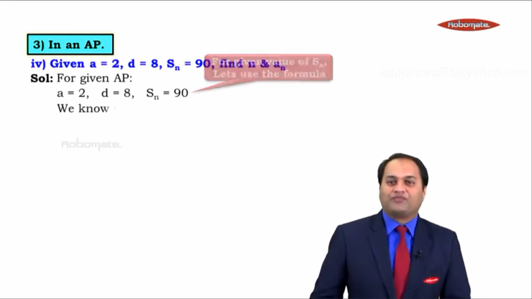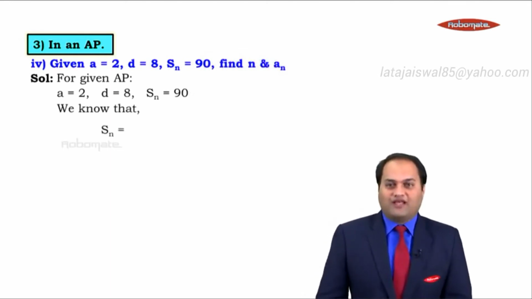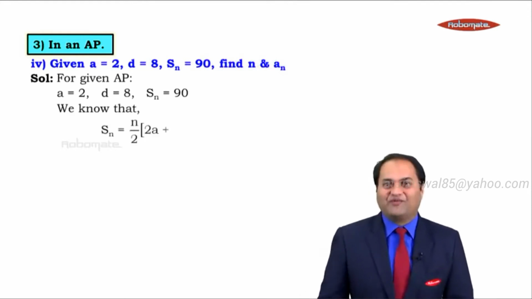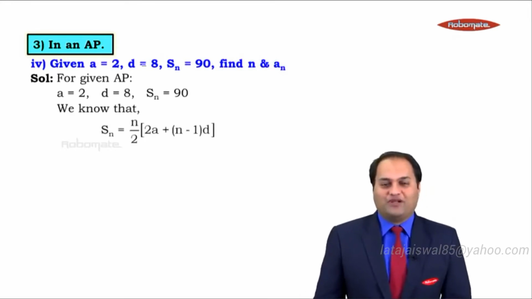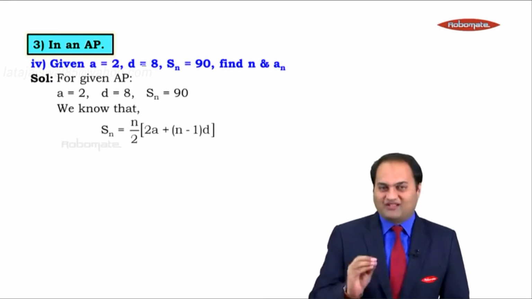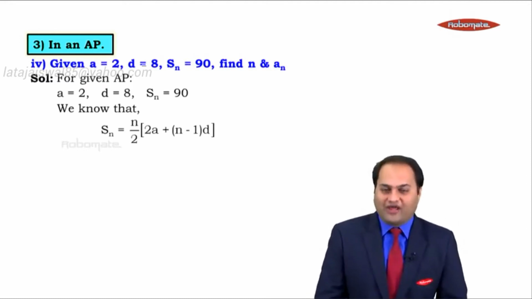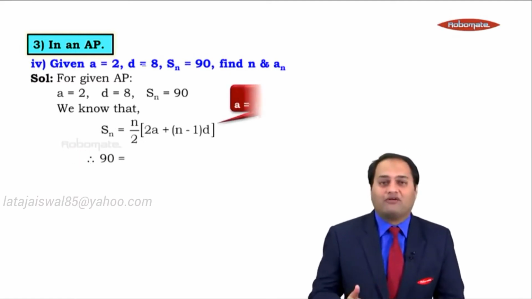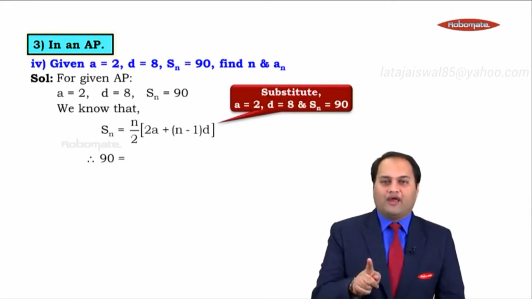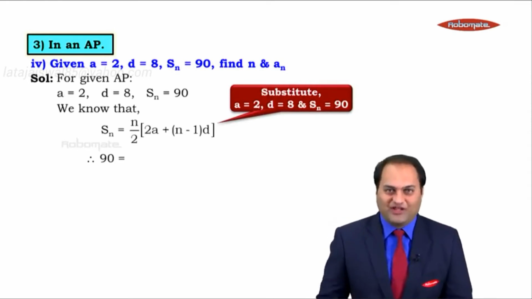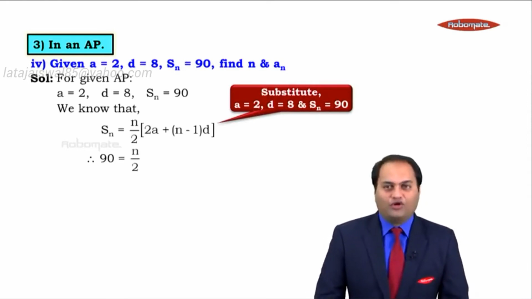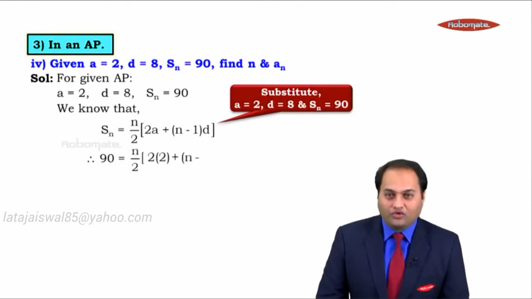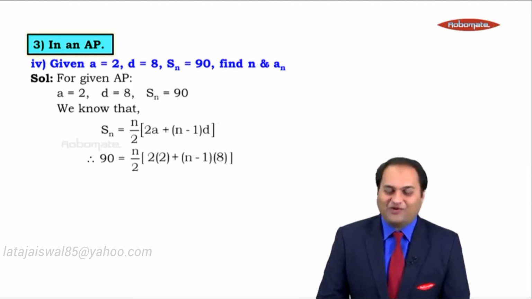So let's do it. We know that Sn is equal to which formula? The first formula, because D is given, right? n upon 2 into 2a plus n minus 1 into d. Let's substitute the values and find the value of n. What are the values that we need to substitute? Sn is 90. What are the other values? A as 2 and D as 8. So let's do it. You get n upon 2, n is something which we need to find out, into 2 into 2 plus n minus 1 into 8.